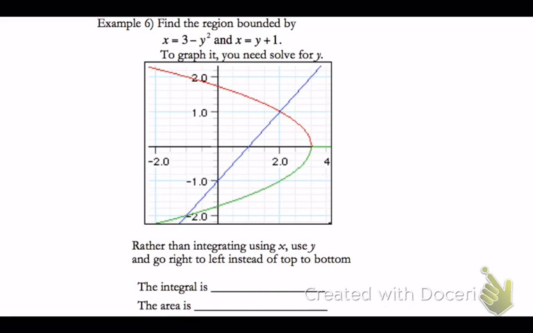Let's see if you guys can tell me why it's a little bit different. Look at example number 6 for me, either up here on the board or on your paper, and tell me if you can figure out why it's a little bit different. Let's have one at a time. Over here first.